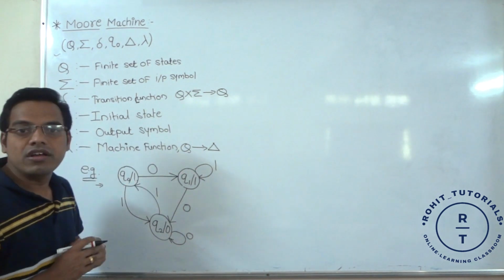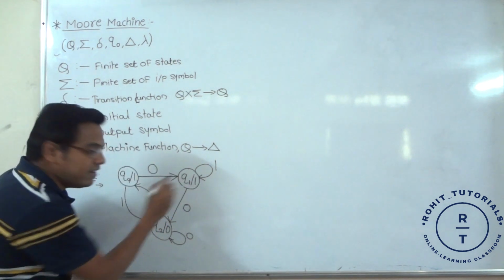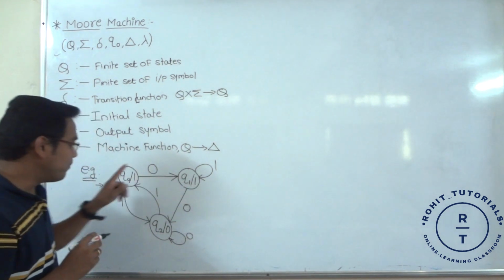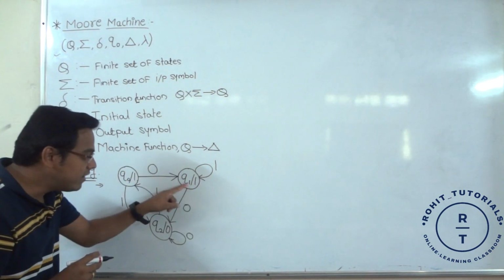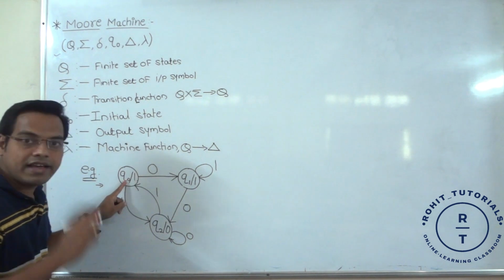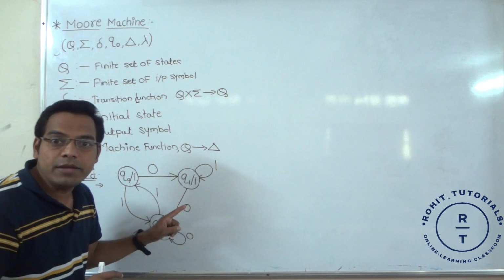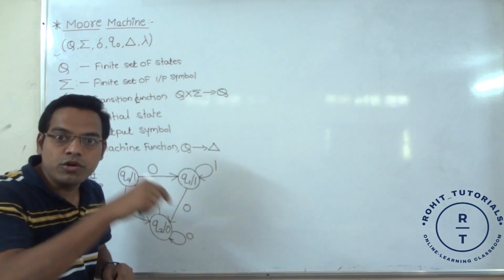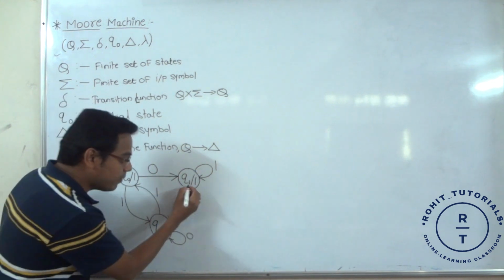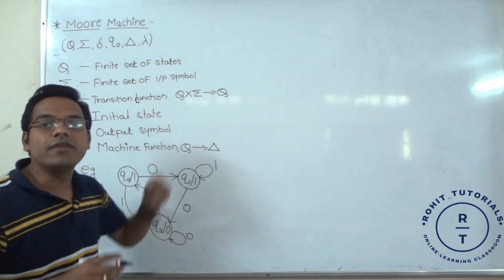The definition of the Moore machine is that the next state is decided by the current state and the current input symbol. Also, the output totally depends upon the present state at that particular time. The output totally depending upon the present state at that particular time is nothing but the definition of the Moore machine.